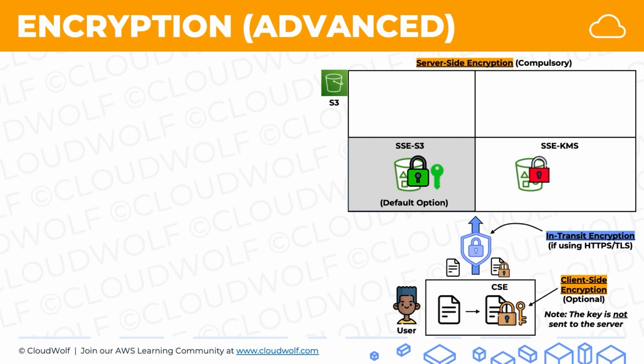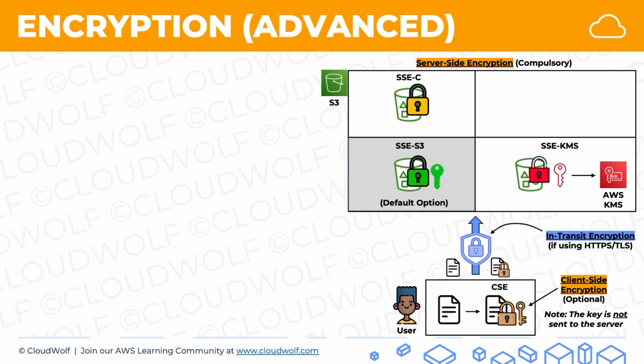There's another option called SSE-KMS, where instead of using the AWS-managed key in S3, you can use the KMS-managed key. And what happens here is that you have more control over this key. The key is stored in AWS KMS, and it gives you fine-grained control and auditing of this key.